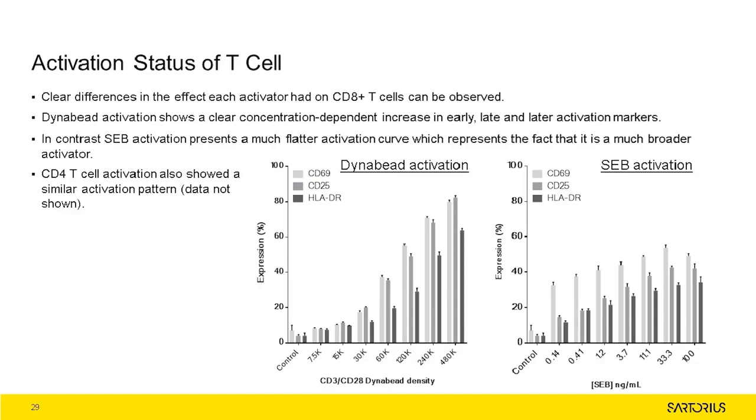Clear differences can be seen in the T-cell activation profile, where Dynabeads show a concentration-dependent increase in all 3 activation markers, whereas SEB activation presents a much flatter activation curve.